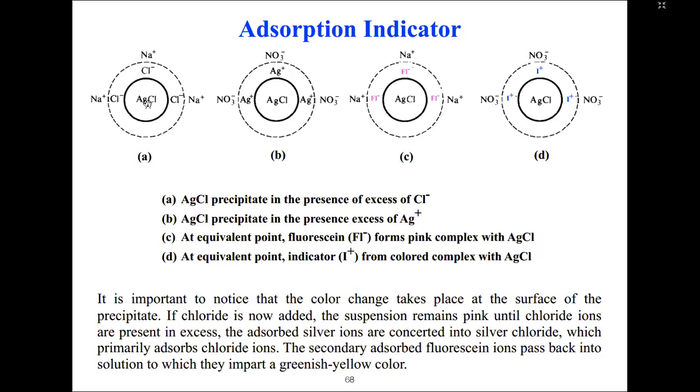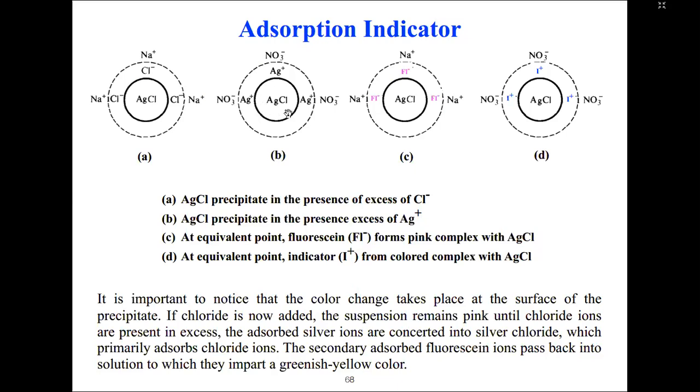Again, the core is AgCl, always. If one of the ions is in excess, then that will be your primary layer. And if the primary layer is a negative ion, then the secondary layer will be a positive ion. Okay. Now in B. So in B, the core is also silver chloride, that is the PPT.